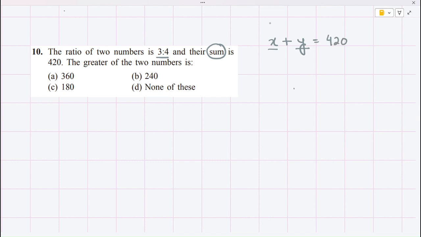Now they are saying the greater of the two numbers. So obviously the greater number will be the number which is signified by 4 in the ratio. So they're asking which is the greater number. If we assume y to be equal to 4z and x to be equal to 3z, then their sum will be equal to 420.